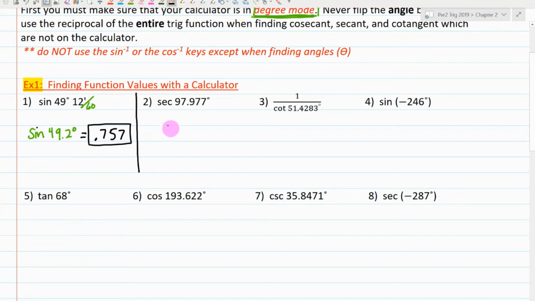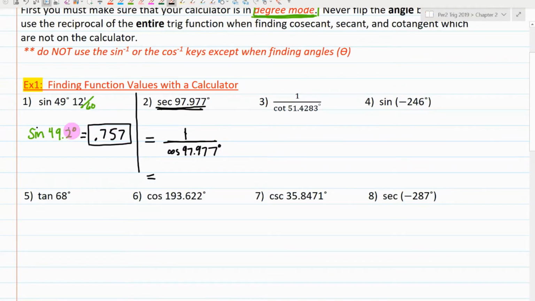For the second part, you're going to do secant. Your calculator does not have a secant button on it, and this is considered one term, one thing. You can't separate those from one another. But we do know that we can use cosine on our calculator, and secant and cosine are reciprocals. So secant of 97.977 is exactly the same as 1 over cosine of 97.977, because cosine is the reciprocal of secant. When you put this into your calculator, you're going to be putting 1 divided by cosine of 97.977.